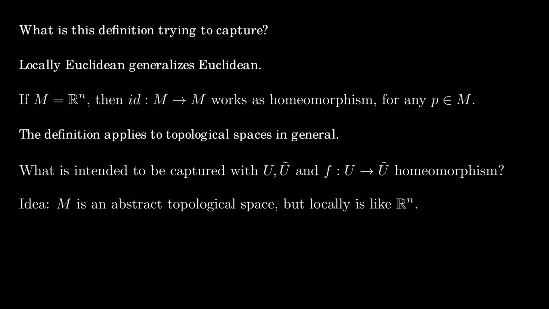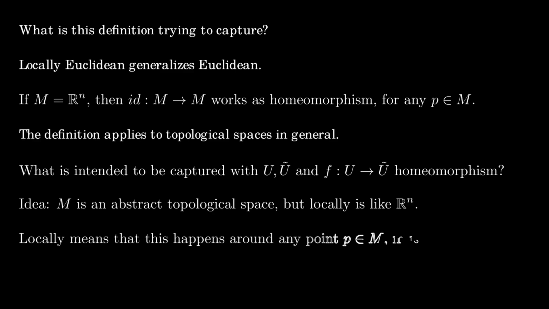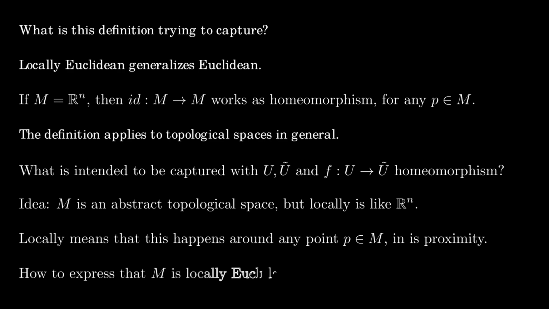Globally, the space could be very complicated, but locally it is actually very simple. And what does it mean in mathematics when we say something happens locally? It means that it happens in a neighborhood of every point, possibly a very small neighborhood. Then the question is how to express mathematically that a space is, locally around a point, like the Euclidean space.